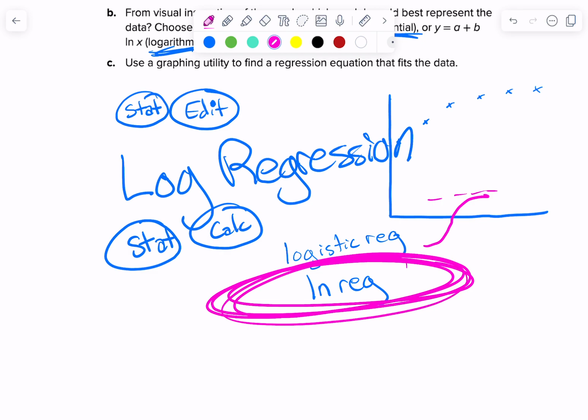Does that make sense? What are you talking about? Okay. Is this calculator stuff? Yeah, this is calculator stuff.